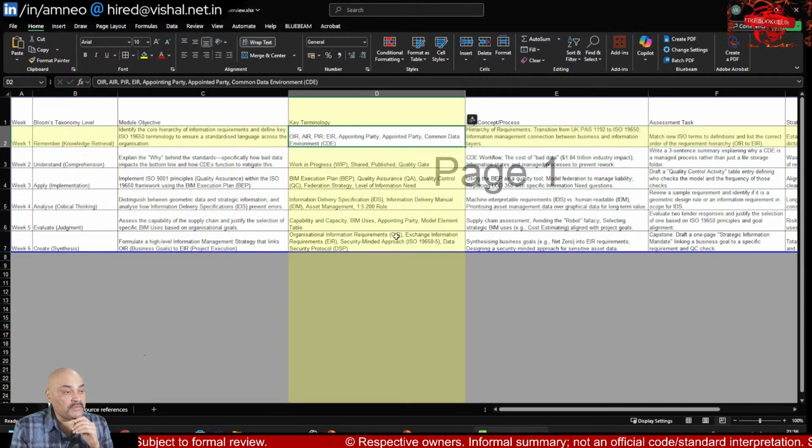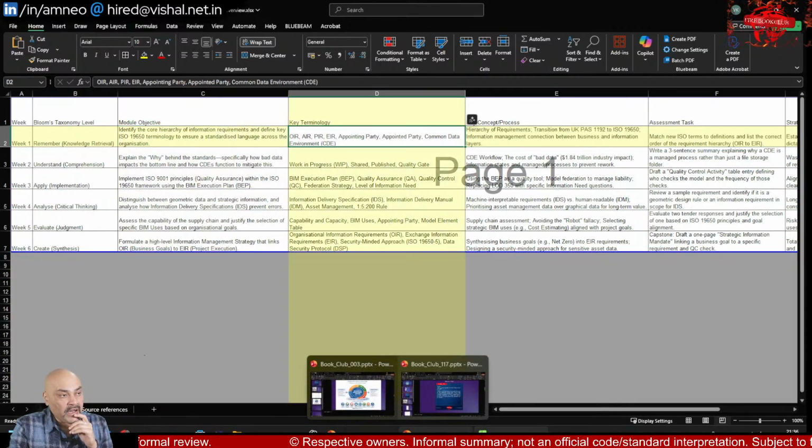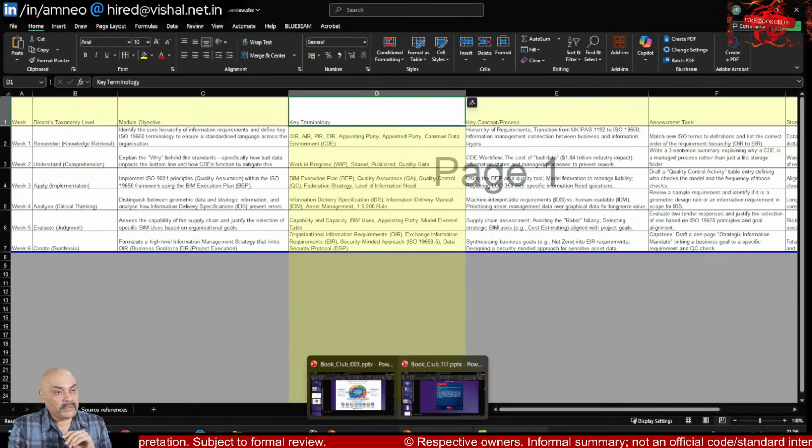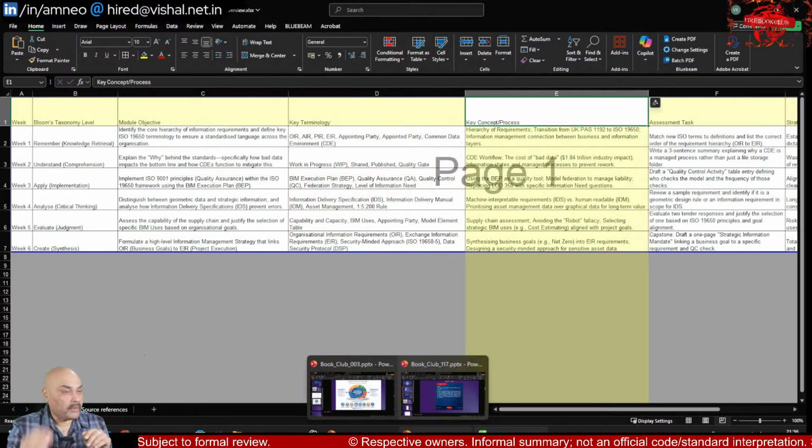What are the terminologies we will see? OIR, AIR, PIR, EIR. When it comes to computers and management, people like to use a lot of acronyms. On a lighter note, just to confuse others and sound sophisticated. Don't worry, we will bust all those acronyms and make sure that we are all on the same page. So that's what we're going to do.